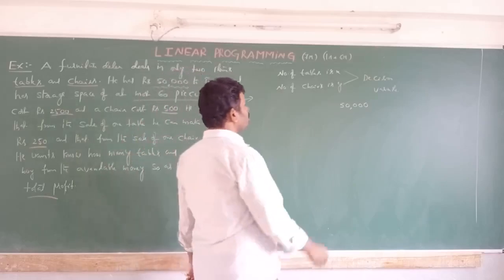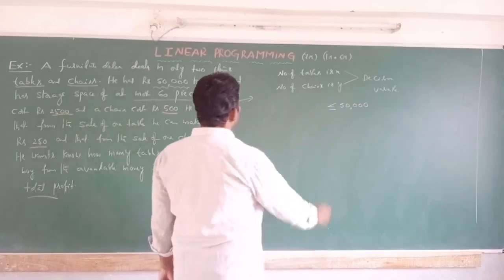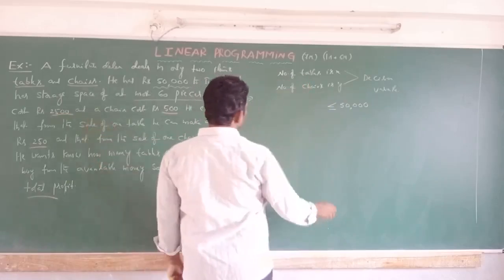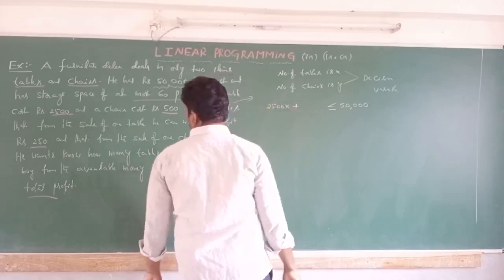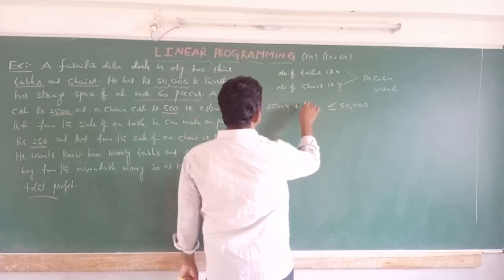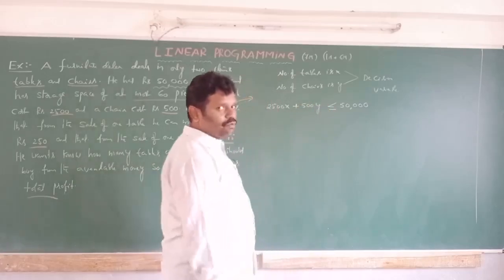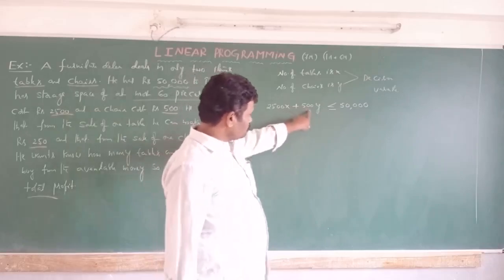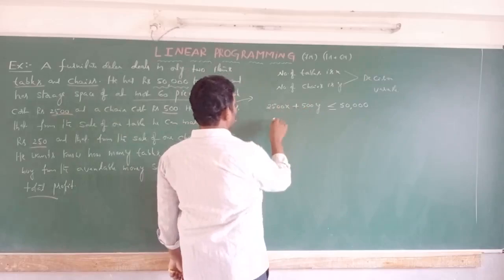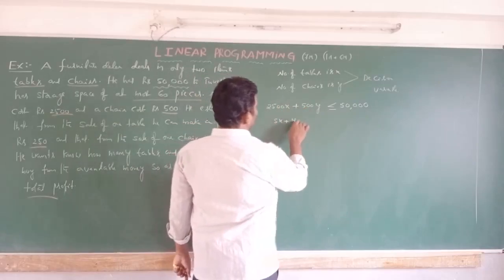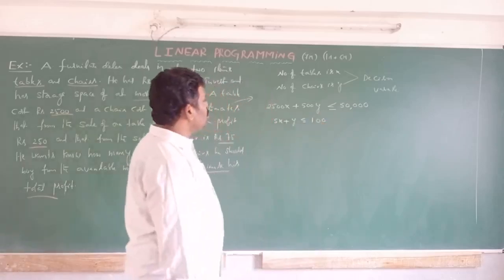So whenever the total is less than or equal to, the number of tables is x, then each table costs 2,500. So 2,500 into x plus each chair is y, with cost 500 into y. To simplify, cancel two zeros: 5x plus y is less than or equal to 100. This is one constraint.